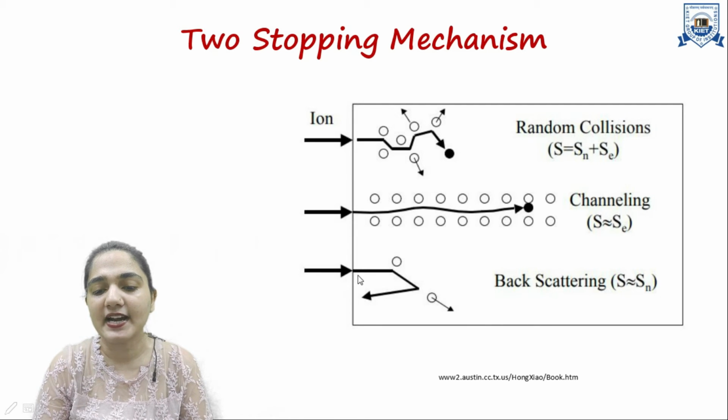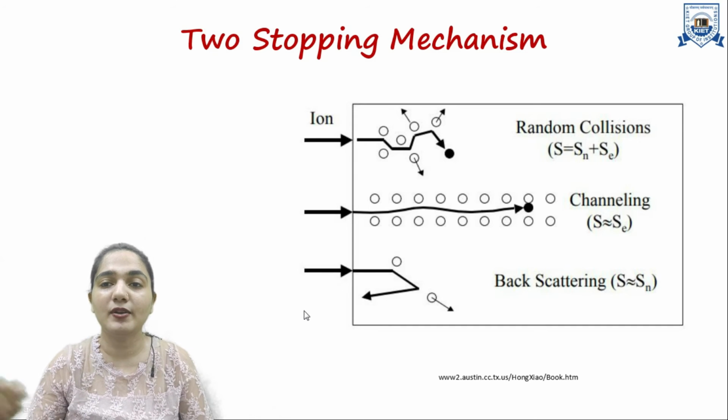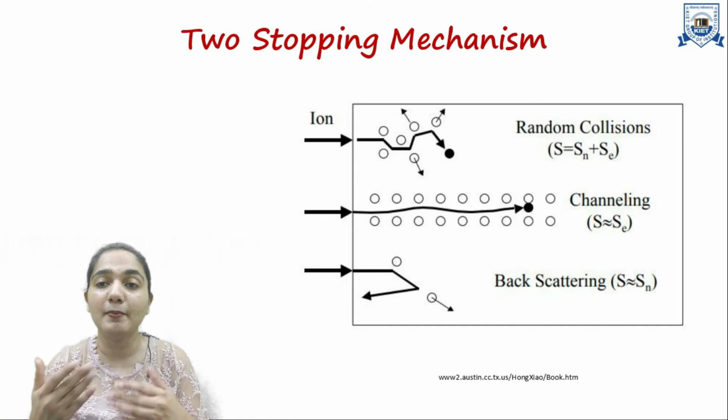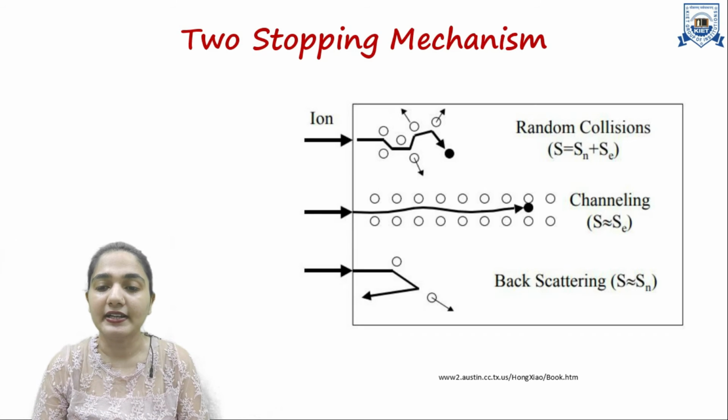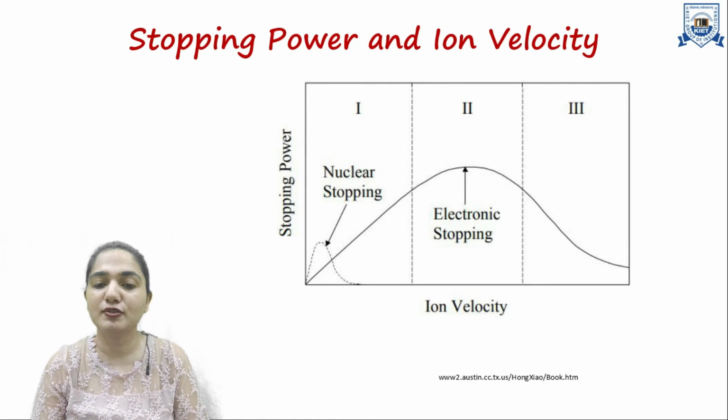Now we have backscattering. Backscattering means it exactly hit the center of the nuclei, and it will have a direction towards the backward side. It will have a perfect backward scattering. So these are two types of stopping mechanism.